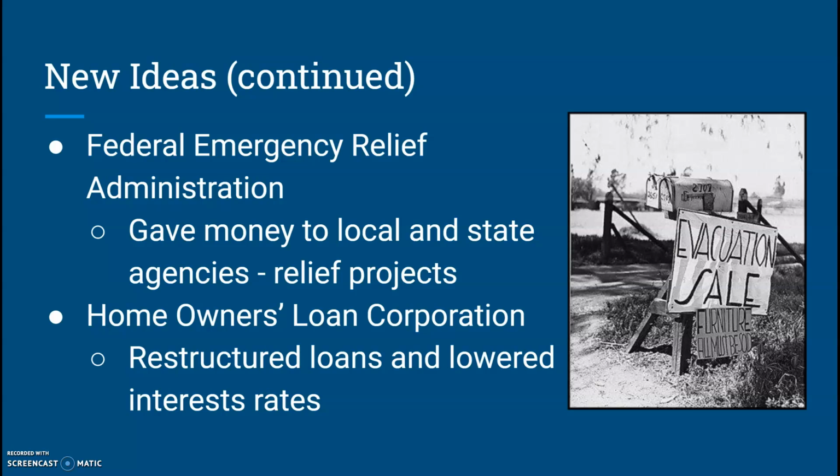We also see that FERA gives money to local and state agencies, and actually the Homeowners Loan Corporation, which still exists to this day, can help restructure loans and lower interest rates. So you might end up paying a little bit more in the end, but people at this point in time are going to stop losing those 7% interest rates and can actually gain a little bit of money back into their pockets.